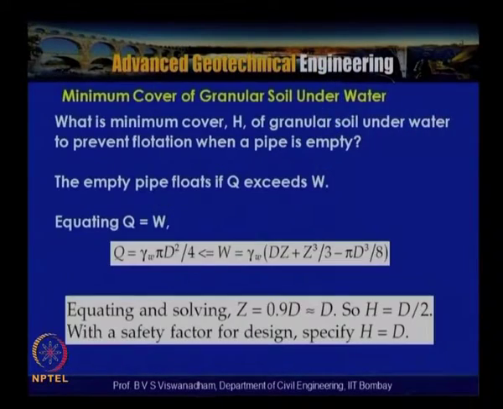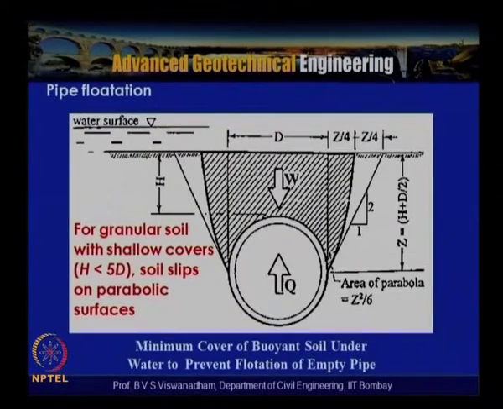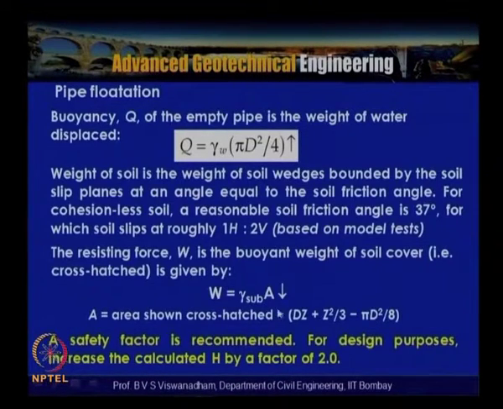So, these are the two areas we have considered: the rectangular area dz, and then we have to take out this area. So, we have taken the entire area, then subtracted this area and added these two areas. With that, what we have got is dz plus z square by 3 minus pi d square by 8. Because of that, this is the area shown in the cross-hatched portion.